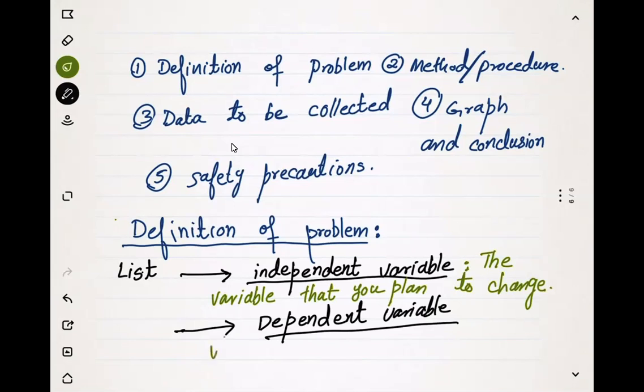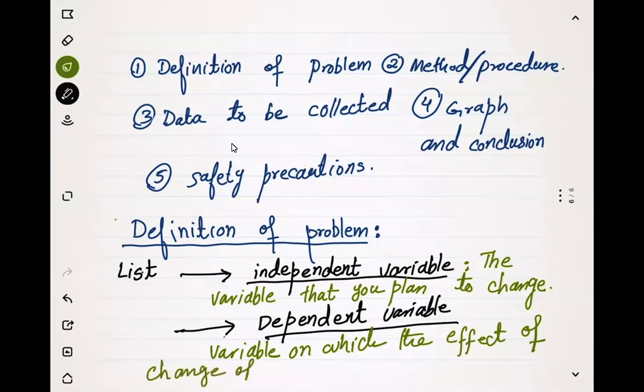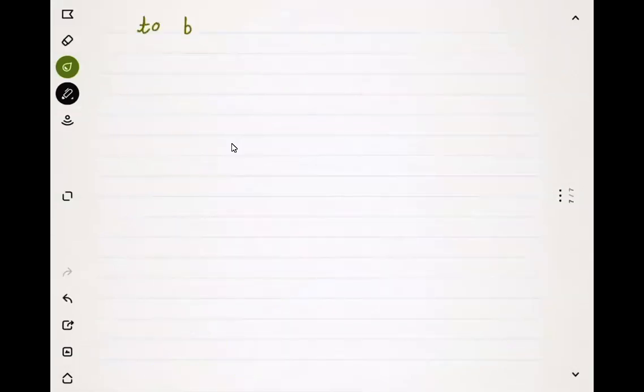Dependent variable is the variable on which the effect of change of the independent variable is to be observed. That would be the dependent variable.